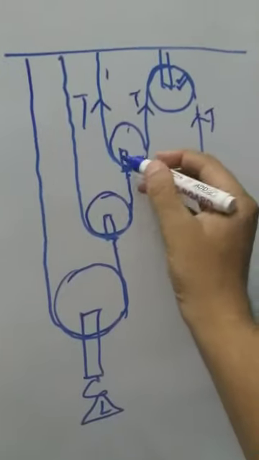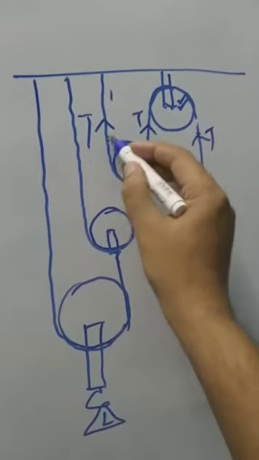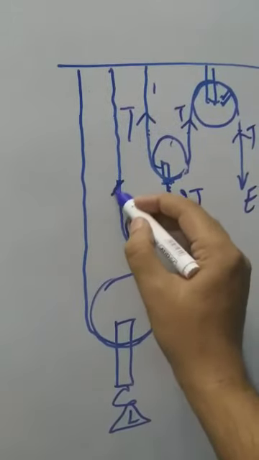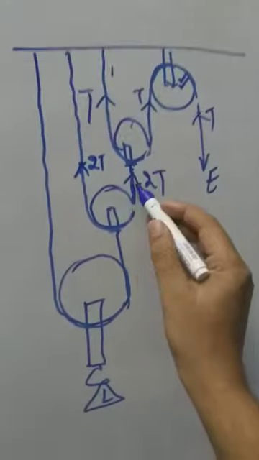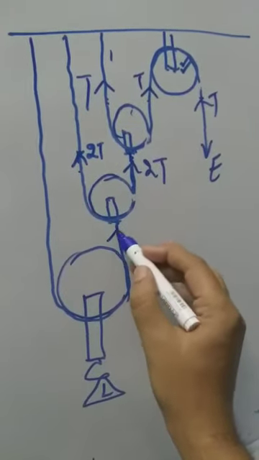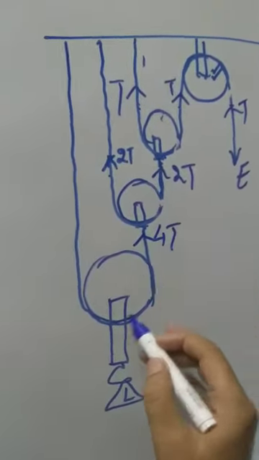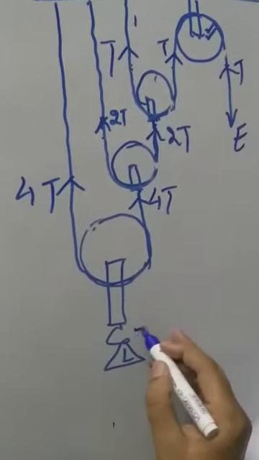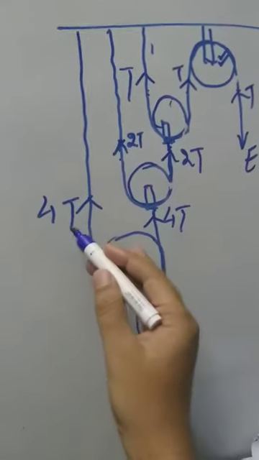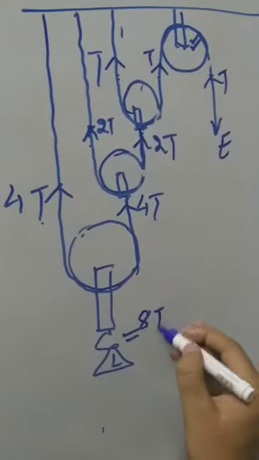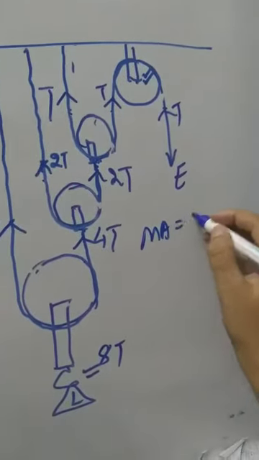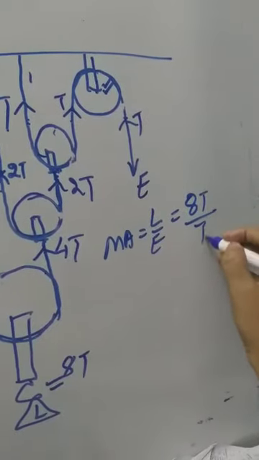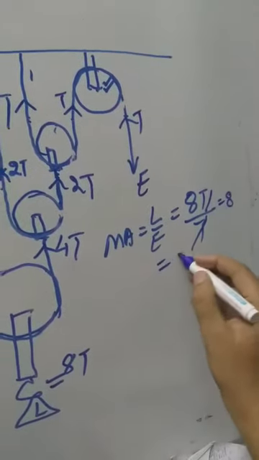Now this strand is balancing the 2 strands of the upper pulley, so it will be 2T, then this will be also 2T, then this 2T plus 2T, this strand will balance how much? 4T, then this strand will balance 4T, then here the load is equal to how much? 4T plus 4T, so it will be 8T. So mechanical advantage is equal to load by effort, if you do, so it will be 8T by T, that is equal to 8, which is 2 to the power 3.